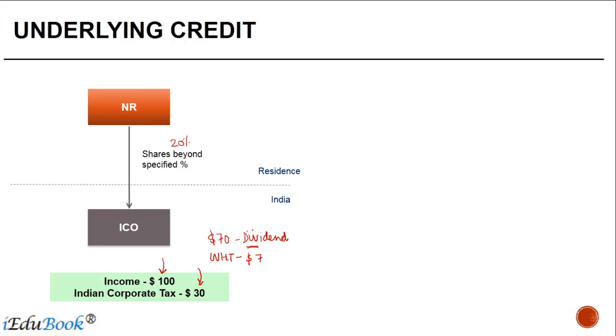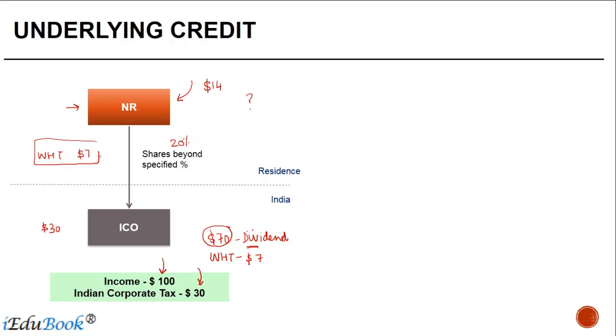I know some of you might be thinking that the methodology for computing this is different in India because the company has to pay a dividend distribution tax, but we just want to clarify this point, so just look at these facts. So what is the total tax which has been paid before the money actually reaches the non-resident? $30 was the income tax which was paid, $7 is the withholding tax which is paid. Let's say, for example, the non-resident in his home country has to pay a tax of 20% on this 70, which is $14. Now the question which comes up is, what should he get a credit for?